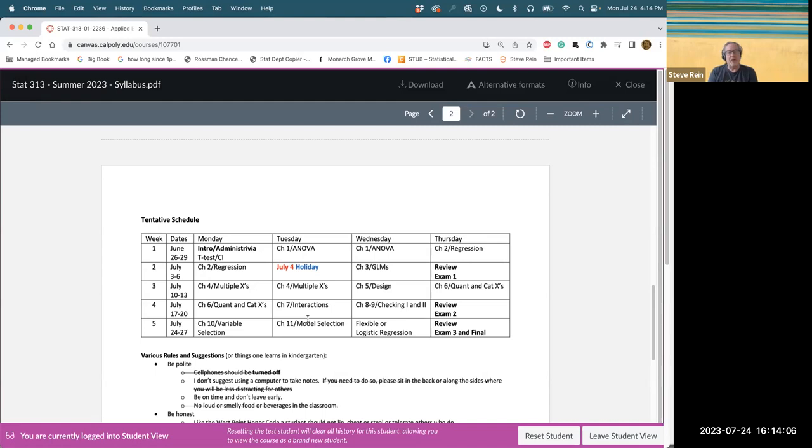Tomorrow's chapter 11. So suppose we got to pick some variables to form a model. Which ones should we choose? And then hopefully Wednesday we'll be doing something with logistic regression. We've been doing regression for a long time now. What if your response variable is either a success or a failure? Rather than measuring a numeric outcome, the outcome in logistic regression is a yes or a no, a living or a dead, something like that.